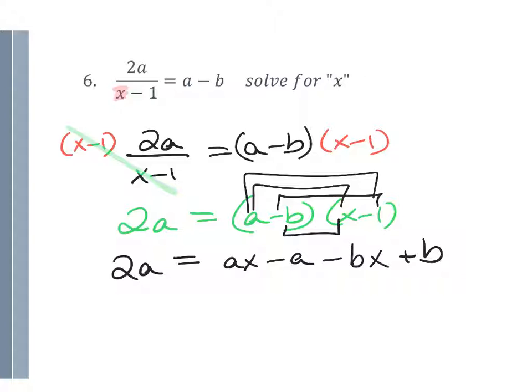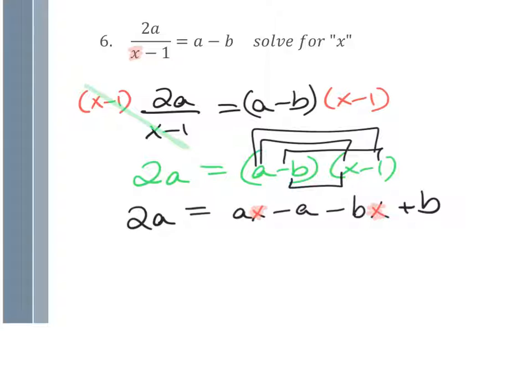Again, remember, we're solving for x. So I've got an x here and an x here. So this tells me I need to move that negative a and that positive b to the other side. So I can add a.